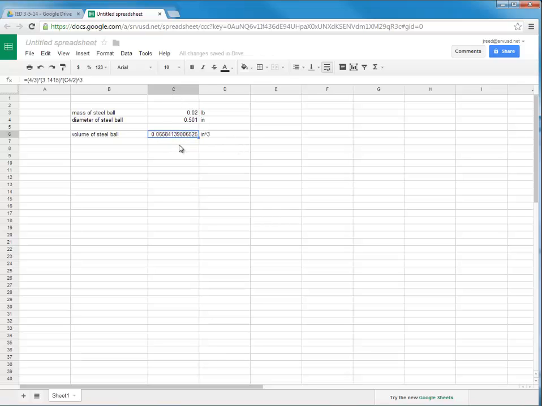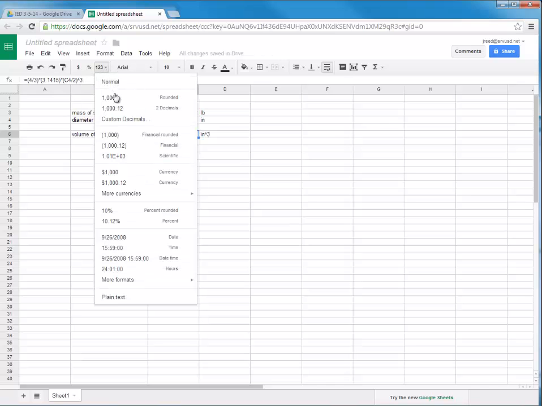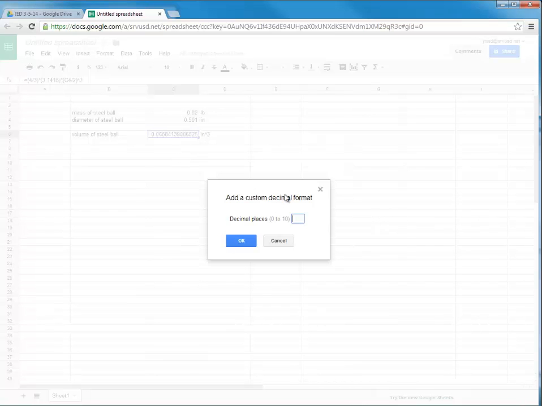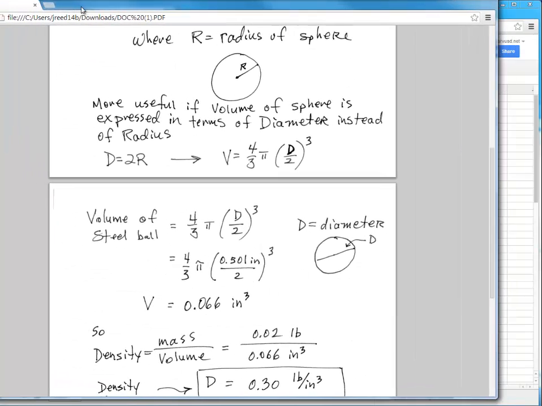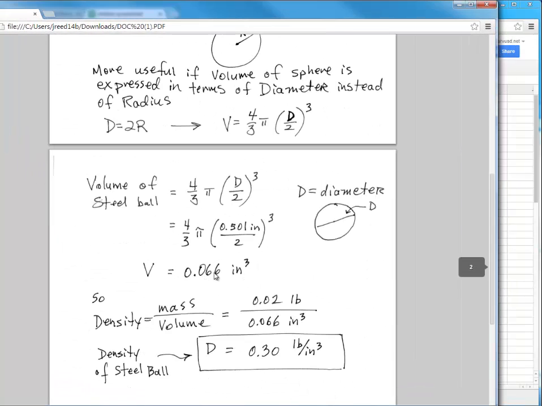So I didn't have to do that calculation once I had this formula right here. So I can go up to some of the other features here, and I want to have this out to 3 decimal places. So what I'm going to do is go to custom decimal, put in 3 and say OK, and it changes to 0.066 inches cubed, and that's actually the correct answer, I believe. If we come back over here, yeah, 0.066.